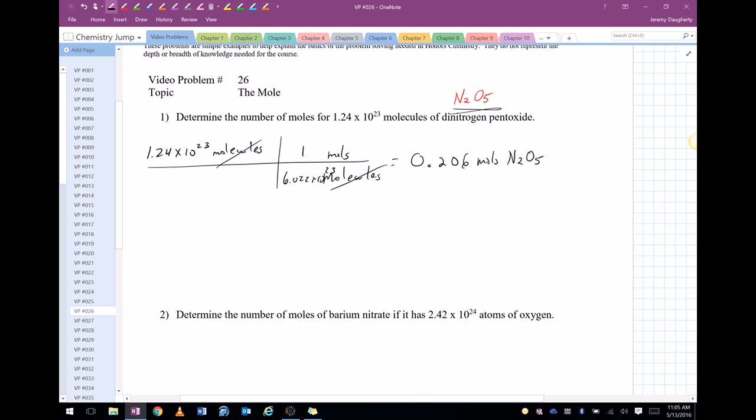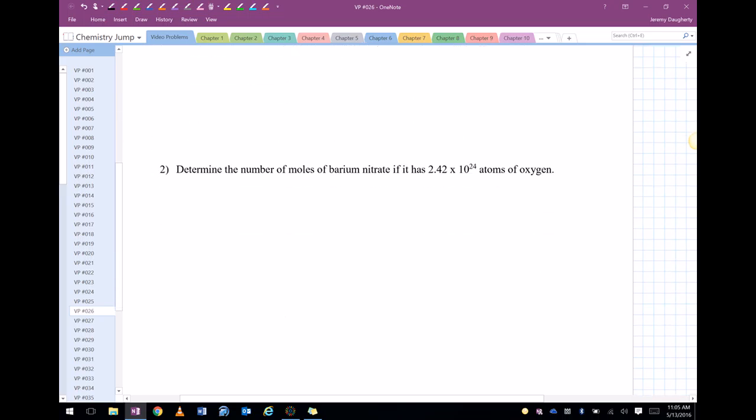Okay? Look at the next one. Determine the number of moles of barium nitrate if it has 2.42 times 10 to the 24th atoms of oxygen. Now in this case, I do need to know what barium nitrate is. So there's barium. Here's nitrate. So barium nitrate is going to be BaNO3 2.